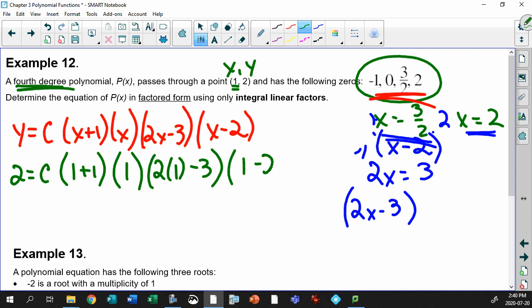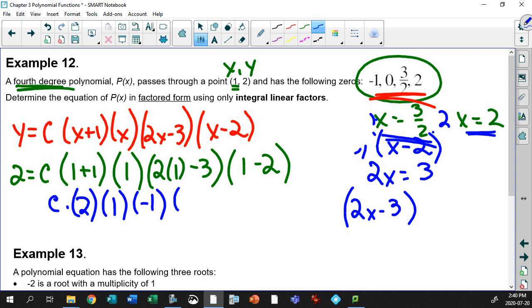Look at this. This becomes just a simple exercise in solving for c. Wow, is that ever neat? 1 plus 1 is 2. So we got c times 2. That's still 1. 2 times 1 is 2 minus 3 is minus 1. And 1 minus 2 is another minus 1. This all has to equal 2.